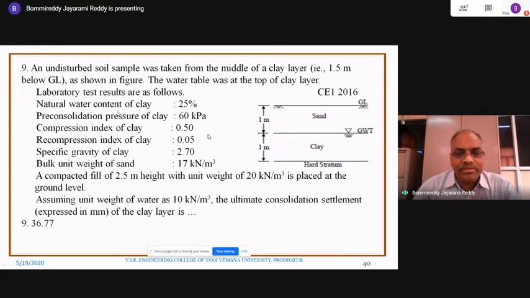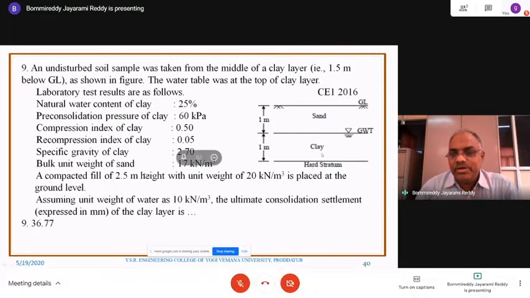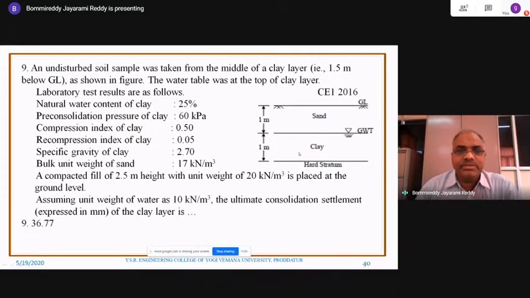It looks like a big problem, but do not worry at any time and always observe the clear procedure. You will get everything. An undisturbed soil sample was taken from the middle of the clay layer. You can look, the clay layer is 1 meter thickness, the sand layer is also 1 meter thickness, and below the clay is a hard stratum. It means that one side is hard stratum, another side of the clay is sand. It is only a single drainage path.